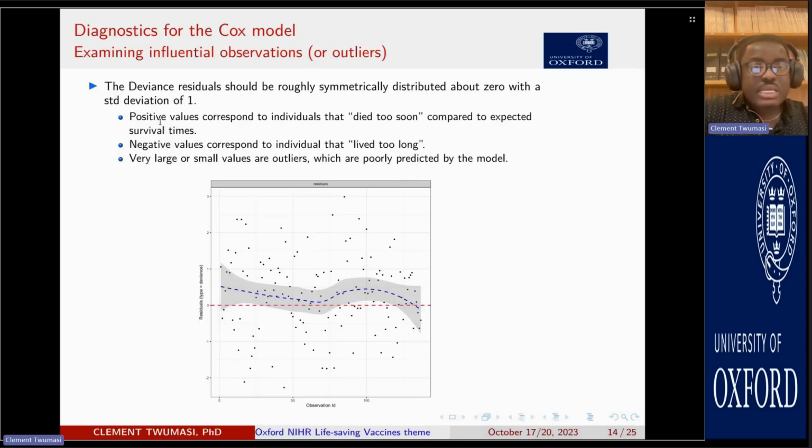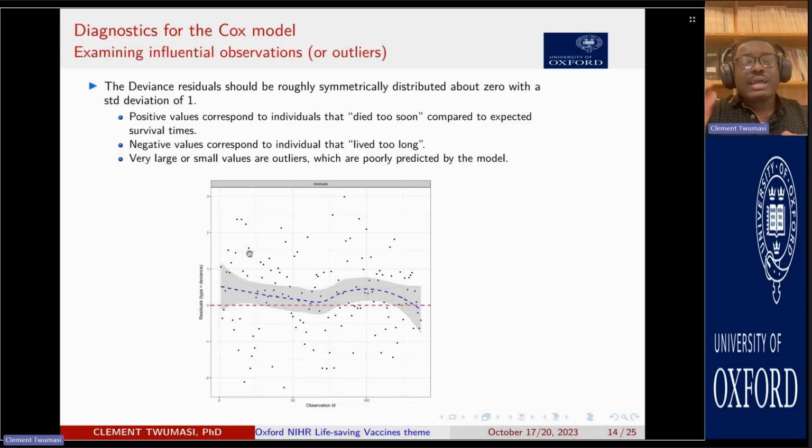So here, keep in mind positive values. Each point represents an individual in the data. Those that are above the red line imply they died too soon compared to the expected survival time. So these are individuals who died too soon. And those below the red line actually lived too long. And then, for very large and very small outliers.